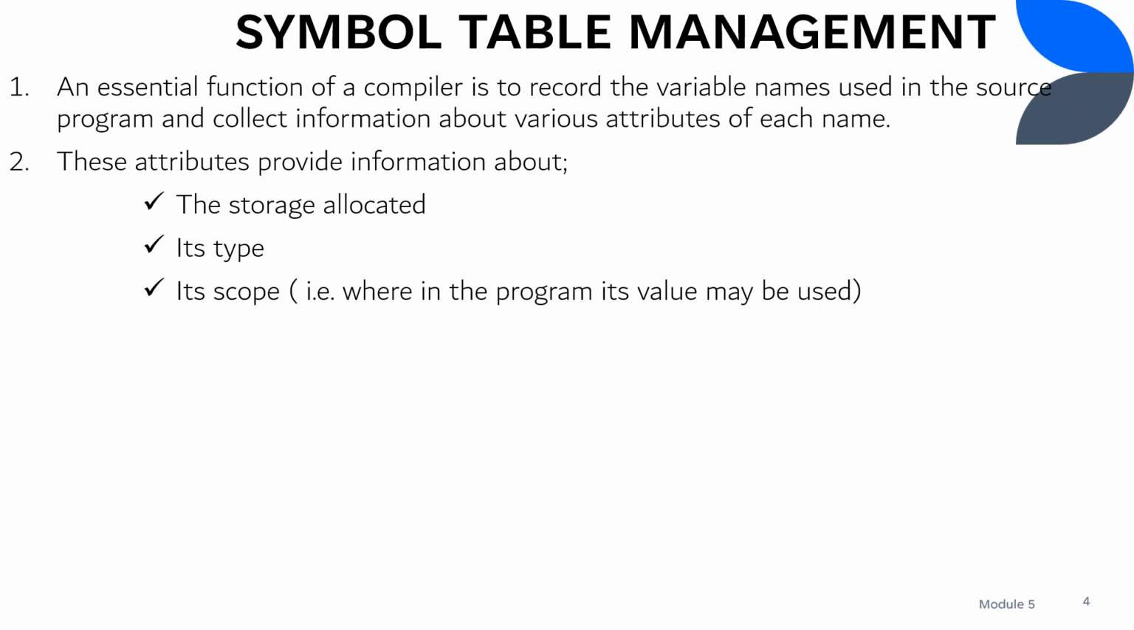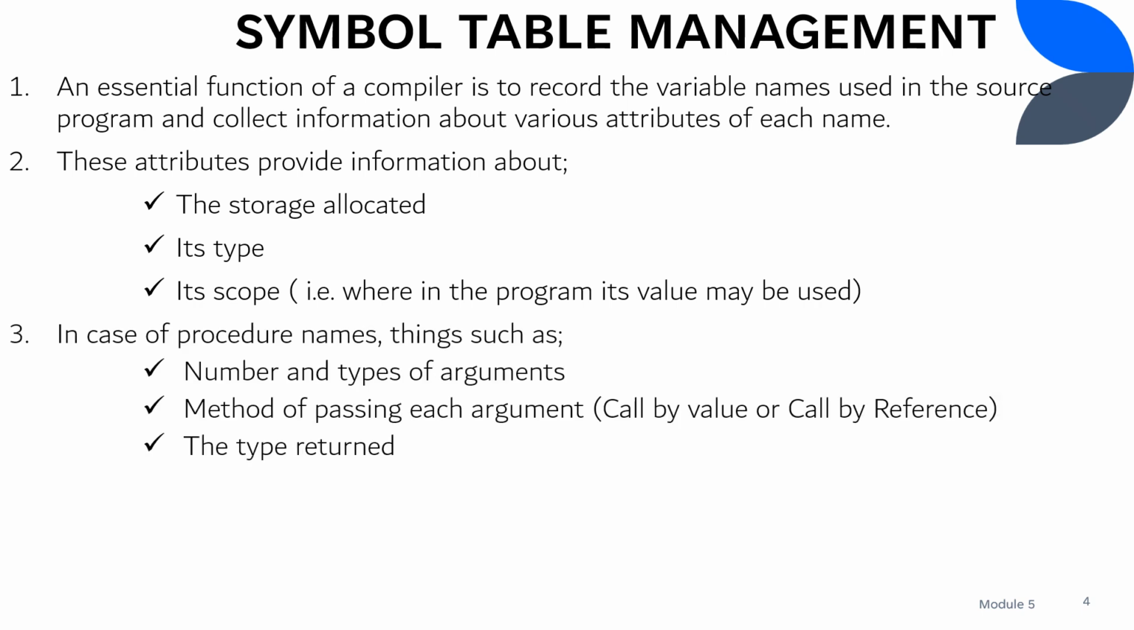As I said, the attributes provide information about the storage allocated, its type and its scope. That is, what kind of storage is provided to the variable, what is the data type of the variable, and what is the scope of the variable used in the program. Scope means whether it is a local variable, whether it is a global variable, and so on. It is also responsible for storing the names of the functions which are created by the user.